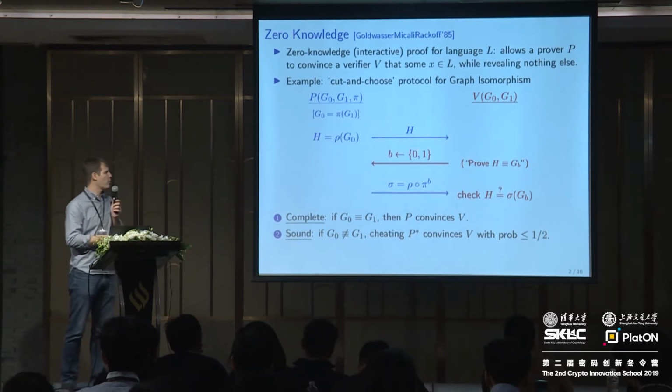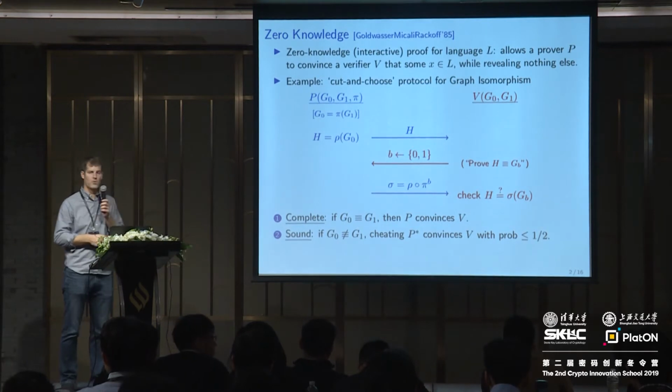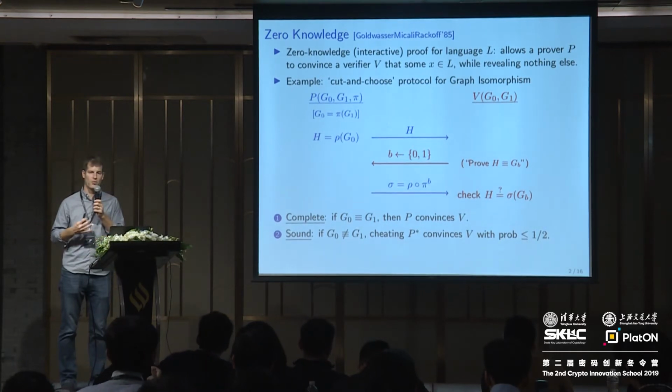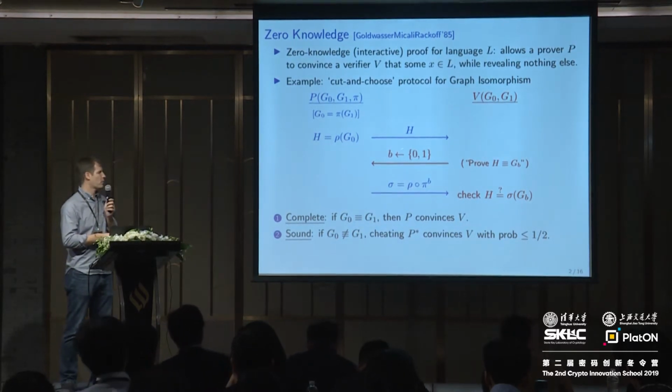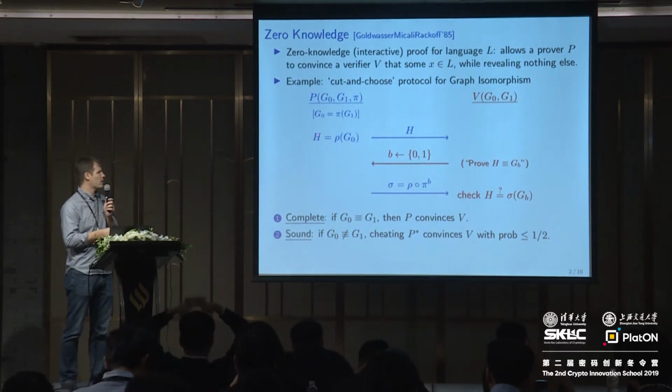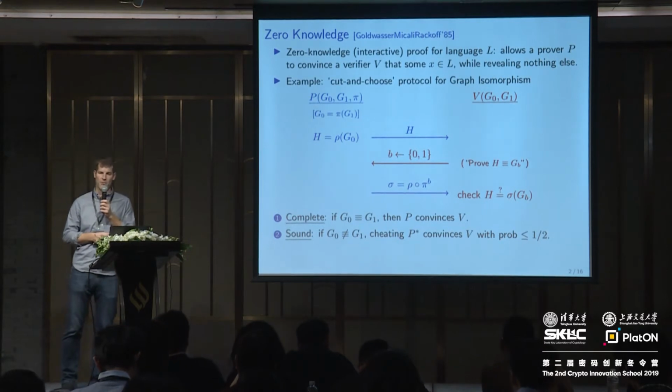And so when the verifier makes its random challenge, there's a 1/2 chance that the prover is stuck, that it cannot demonstrate an isomorphism between H and the requested graph.